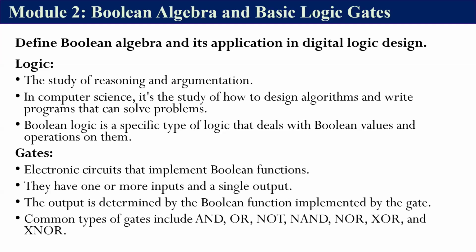But what do these electronic circuits do? They actually implement Boolean functions. They have one or more inputs, or some of them can even have a single input, as we will see subsequently. The output is determined by the kind of Boolean function that is implemented by the gate. We have common types of gates that you will come across in detail in the subsequent slides that I'll be showing you. We have the AND, OR, NOT, NAND, NOR, the exclusive OR, and the exclusive NOR. You will see them in detail shortly.